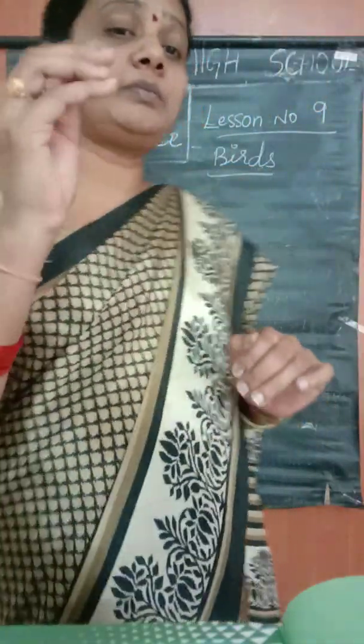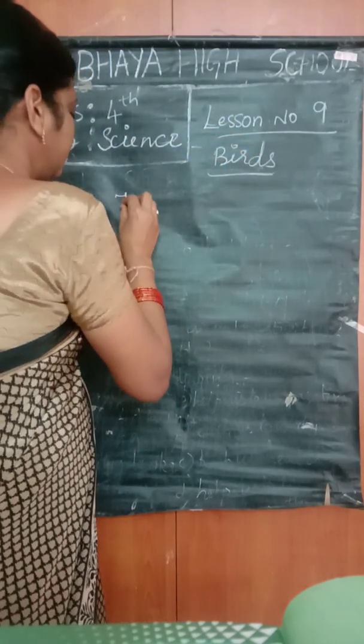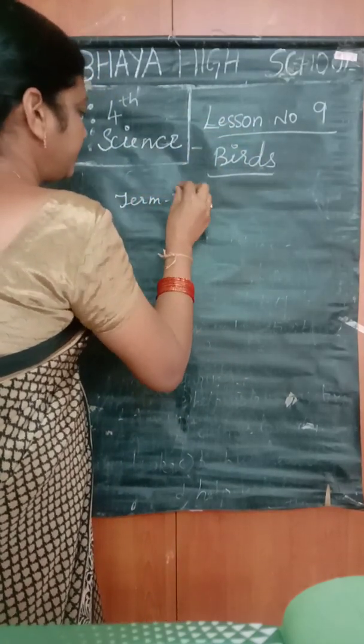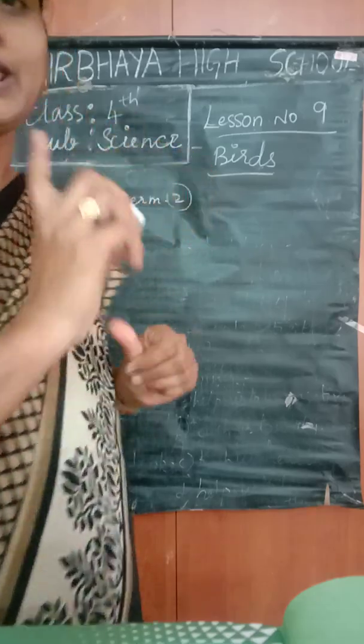Yes, fourth class children, science, lesson number 9. You have to take term 2, children. We have finished term 1. Shall we clap? Yes, clap all of you. And now we are going to start term 2.